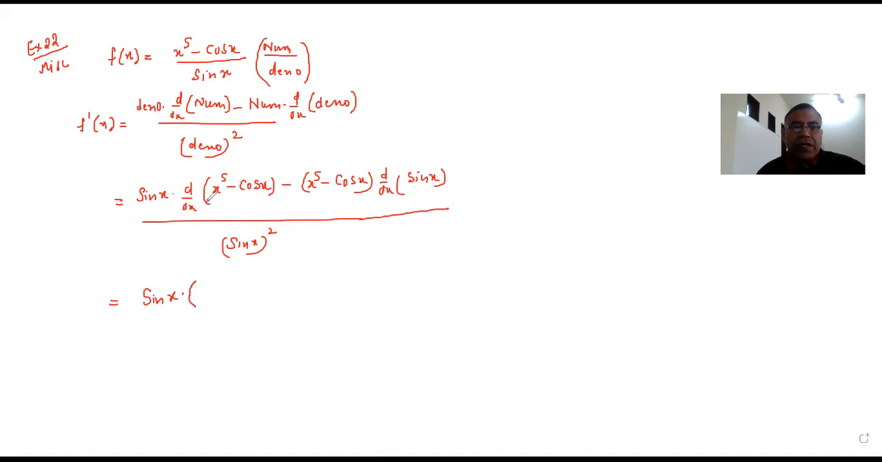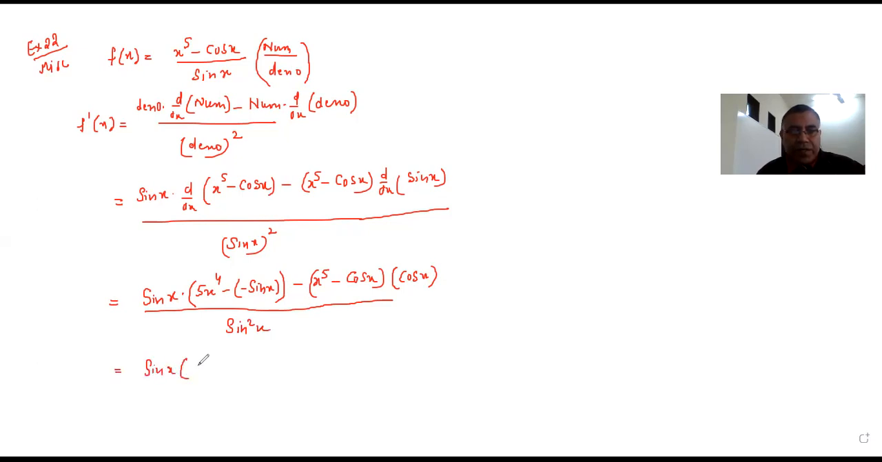Sin x into, अब देखिए derivative पहले x^5 का, so this is 5x^4. I have applied the formula minus cos x. Derivative of cos is minus sin, so I am going to write it as a minus sign. Keep everything in bracket because the sign is negative. Minus x^5 minus cos x as it is in bracket into derivative of sine, it is cos x, divided by sine square x.